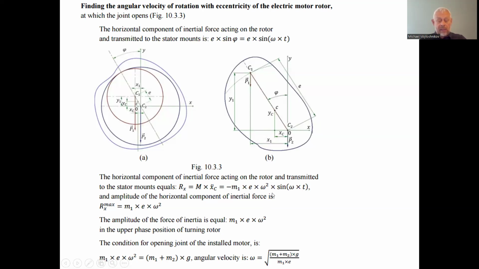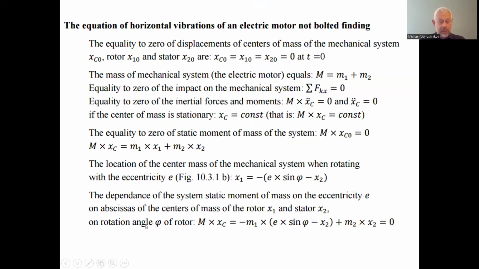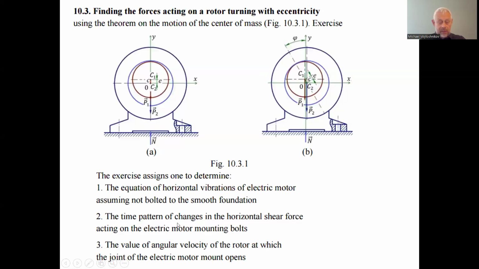These first three factors together are the maximal magnitude, the maximal amplitude of the horizontal component of the inertial force. It is the shearing force as well, because it is the force of inertia when rotating the rotor. It is equal to the product of the mass of the rotor by the eccentricity, multiplied by the squared angular velocity of the electric motor rotor rotating. This is the answer for the second question.